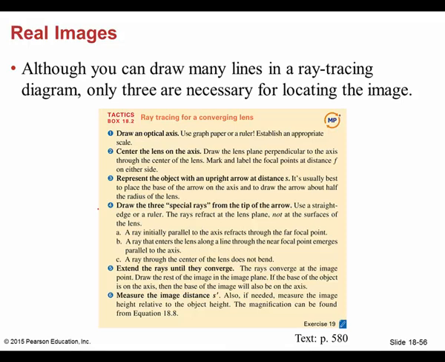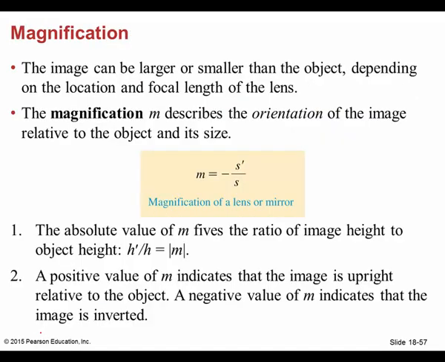And then of course draw your 3 rays. I always draw them with 3. Notice it tells you a ray initially parallel to the axis refracts through the far focal point, and then a ray enters the lens along a line through the near focal point and emerges parallel to the axis, and then a ray through the center of the lens that does not bend. Typically you draw at least 3, but you can actually draw 4, but I always like to draw 3.